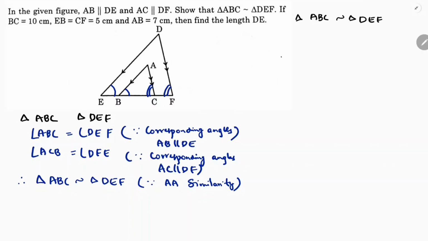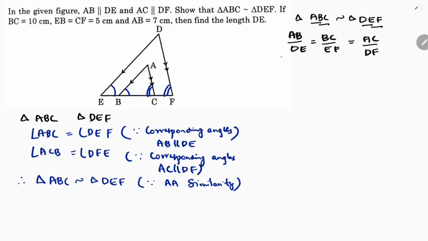As the two triangles are similar, I'll write the sides are proportional. So if the triangles are similar, then the sides are proportional. So here AB by DE equals BC by EF equals AC by DF.